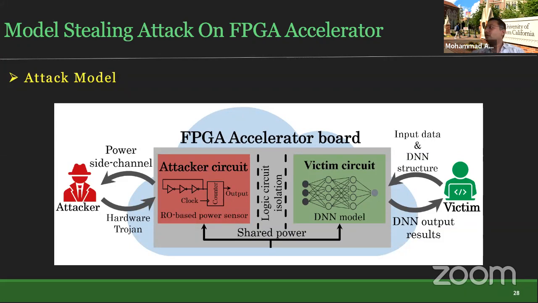There is a lot of work here, because FPGAs are also used in the data center and in the cloud. They're shared FPGAs, and lots of vulnerabilities are happening in shared FPGA architectures, and so on.